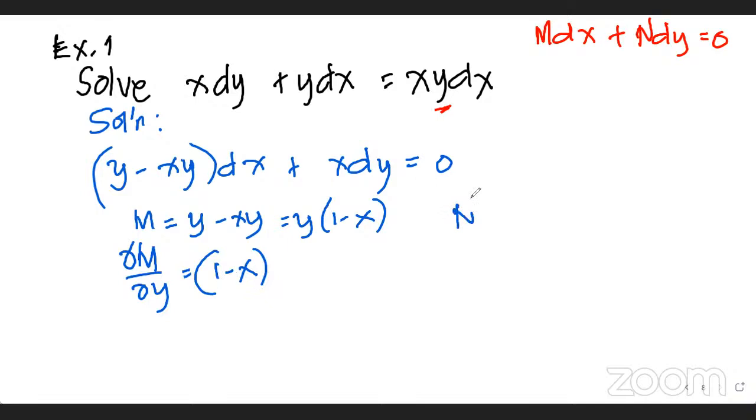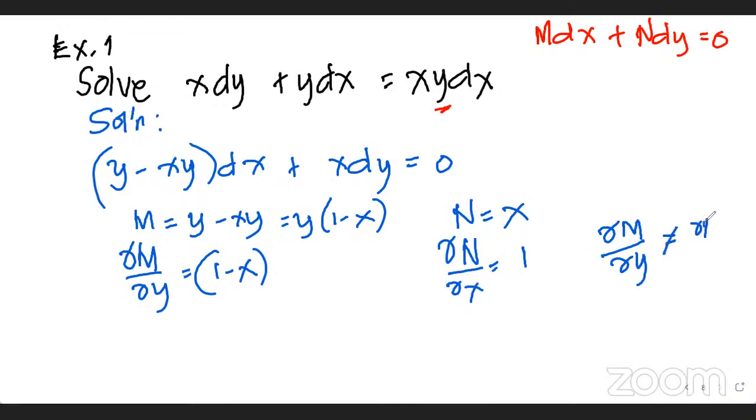Now, our n here is x. Yan. N is the coefficient of dy. Now, take the partial of n with respect to what? X. So, yan, dx over dx, 1 yung sagot. Dahil dyan, hindi equal, no? Yung partial derivative of m with respect to y is not equal to the partial derivative of n with respect to x.